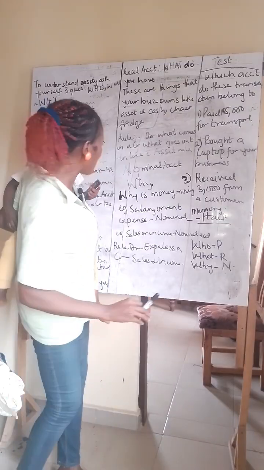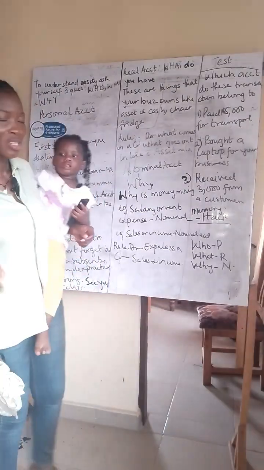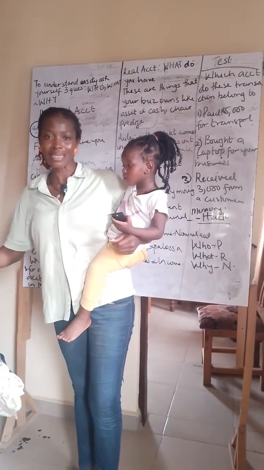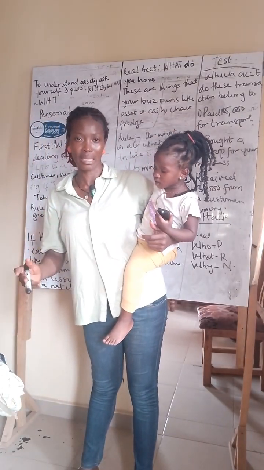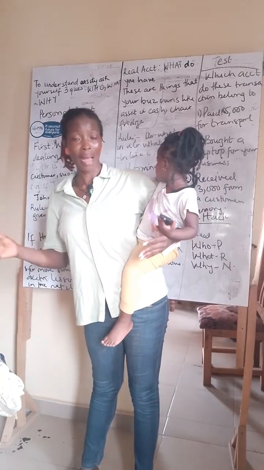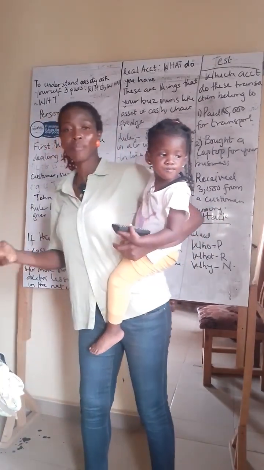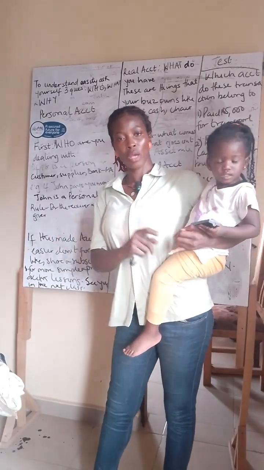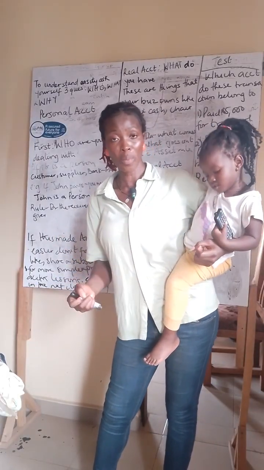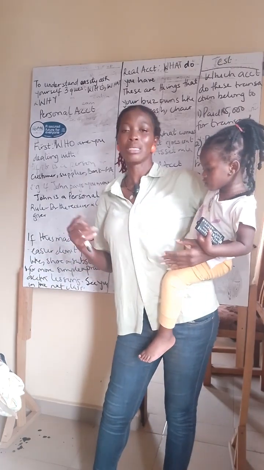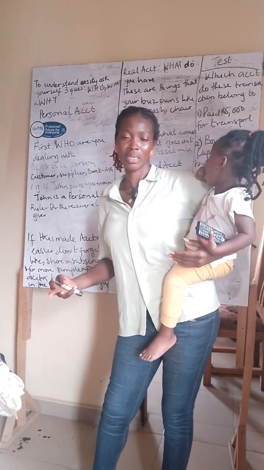Now, personal accounts, just as the name suggests, is the account that has to do with persons or the bank, for instance. And in businesses, the persons that you deal with are two kinds of people: either your customers that walk in to buy things from you, or your suppliers that supply things to you. These are the persons you would deal with most likely in your business.